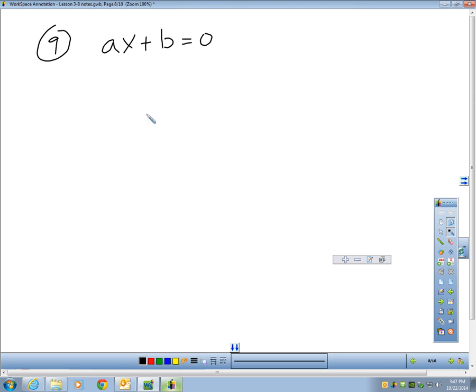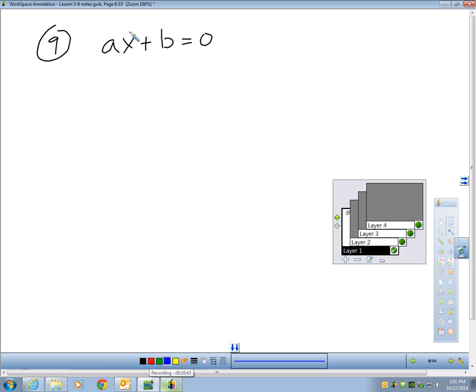Here's another example here. Number 9, describe and correct the error. I want to solve this. It said, solve the equation for x. That means get x by itself. So, center of the onion is x. The next layer is times a. The outside layer is plus b.